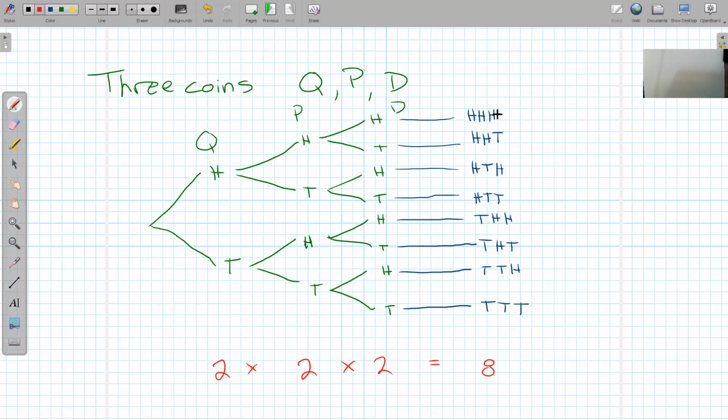A couple of ways to think about how much each of these outcomes is worth probabilistically. So we could just naively assume that each of these is equally likely. So this would be 1 out of 8, and that would be 1 out of 8, and so on. And that's a reasonable assumption here, since I'm assuming each quarter, penny, and dime here are fair. Another way to think about that is to actually write the probabilities on each branch. So the probability of getting a head from the quarter was 1/2. The probability of getting a tail from the quarter was 1/2. And if these are all fair coins, then every branch here has a probability of 1/2.